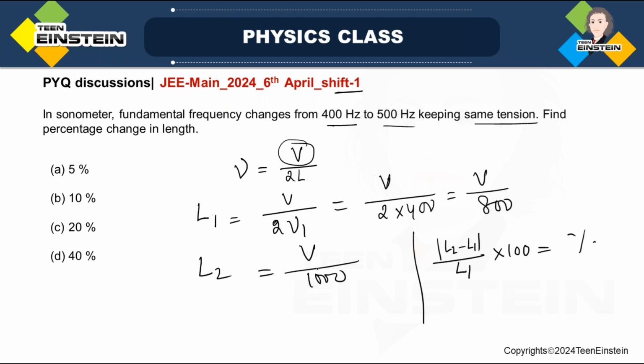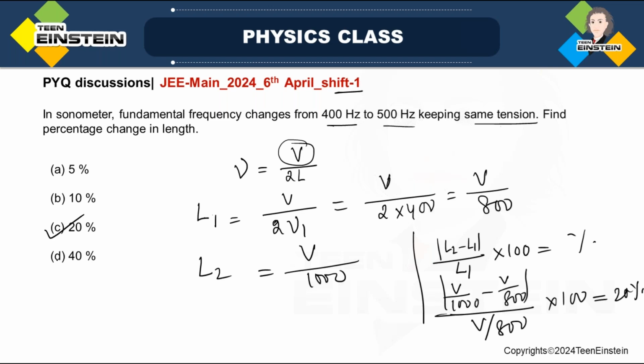Now let us put this here. L2 is V by 1000, minus V by 800, divided by V by 800, and if you multiply by 100, eventually we'll get 20 percent. Obviously you have to take the modulus of that. So guys, this was the answer, option C. All right, let us go to the next problem.